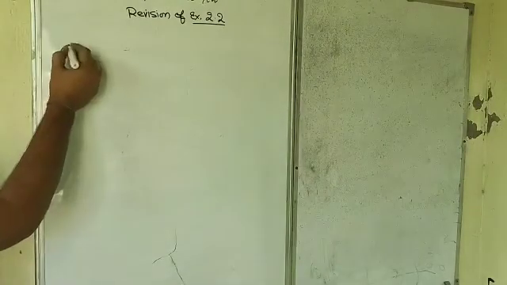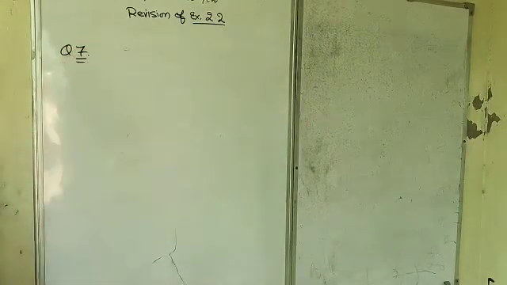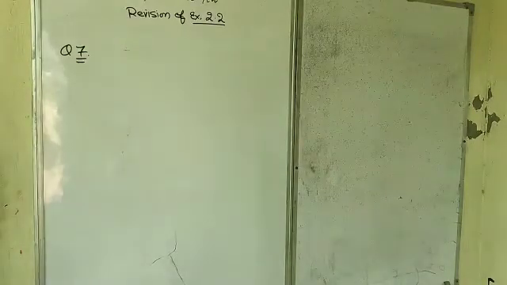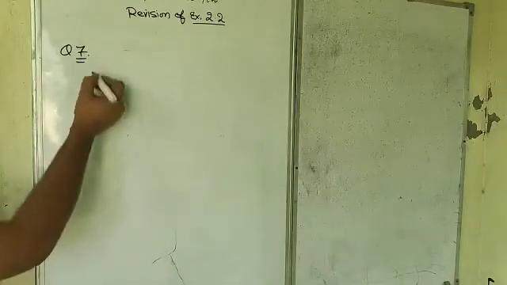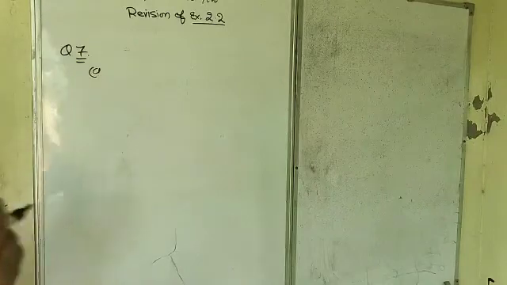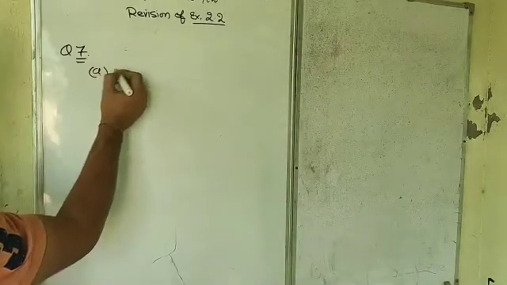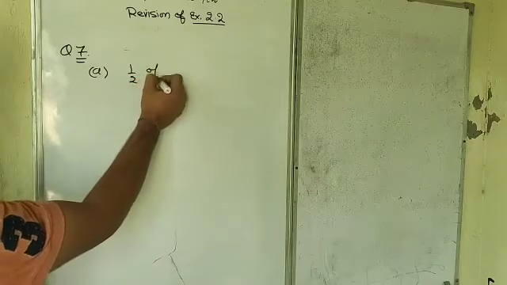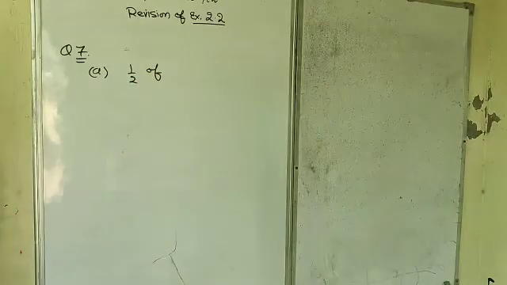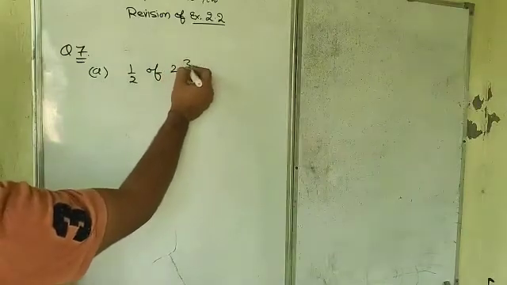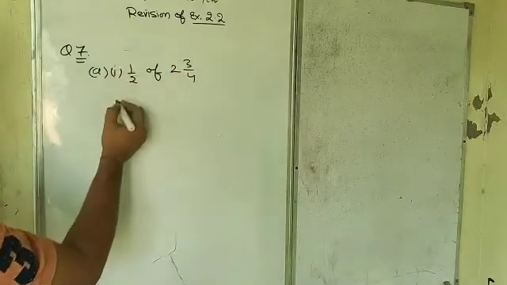Question number 7. Find 1 by 2 of part number A. 1 by 2 of 2 is to 3 by 4. This is the part number A.